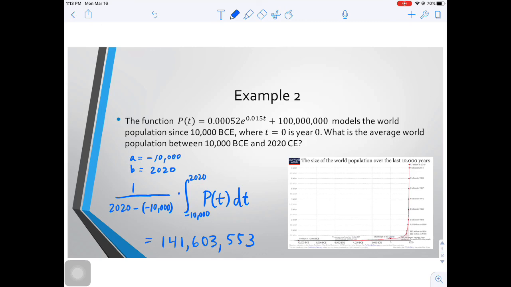So that's not very much. We know the population now in the world is almost 8 billion people. But this is saying that the average human population any time in history, since 10,000 BCE, is only about 140 million people. Because as you can see on the graph, much more time was spent with fewer people on Earth than with all the large numbers of people we have on Earth nowadays.